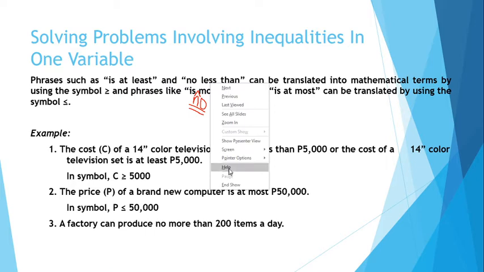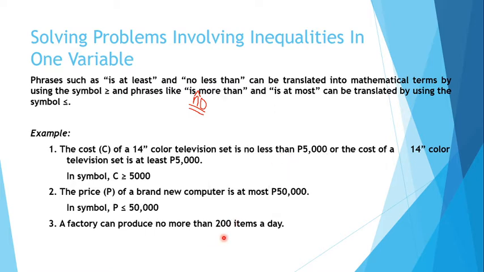Okay, so a factory can produce no more than 200 items a day. So that means the 200 is already the maximum, and so the number should be less than or equal to. So in symbol, x must be less than or equal to 200 because again 200 is already the maximum. Okay, so that is solving problems involving inequalities in one variable.